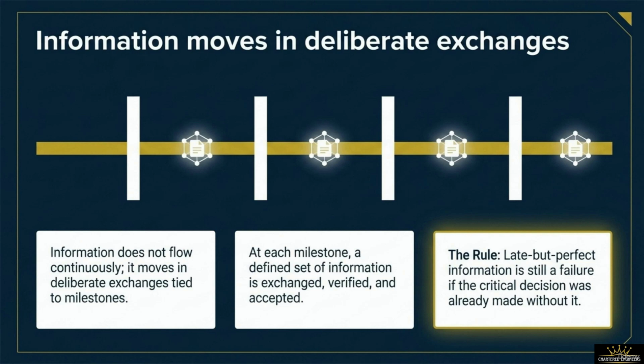Late but perfect information is still an absolute failure if the critical project decision was already made without it. Data is only valuable if it arrives in time to inform human choices. Let's map out these critical decisions against typical project milestones.